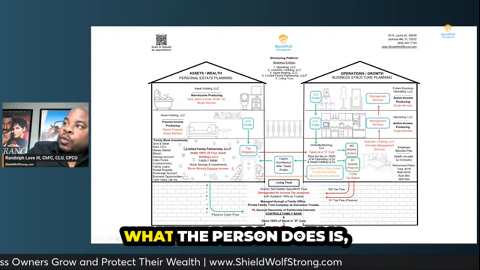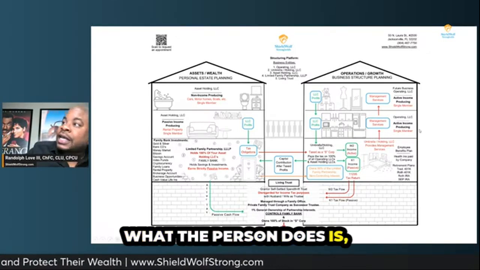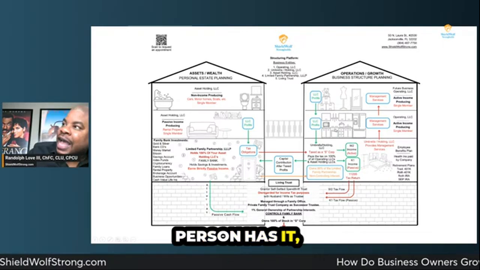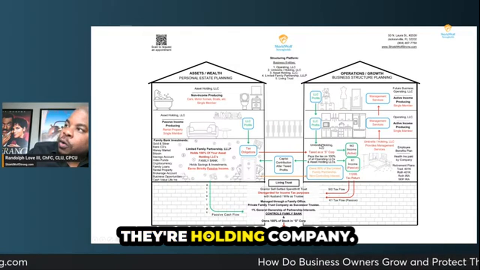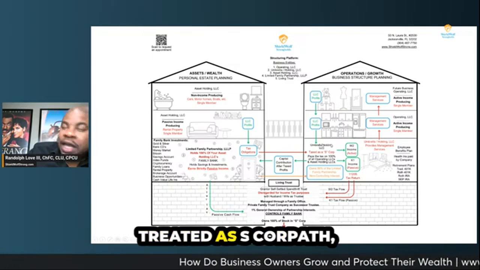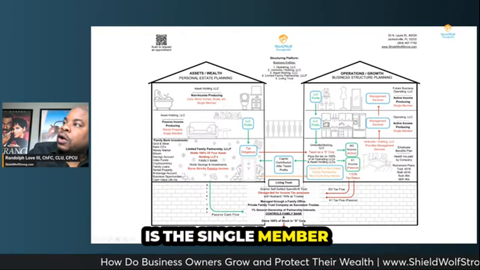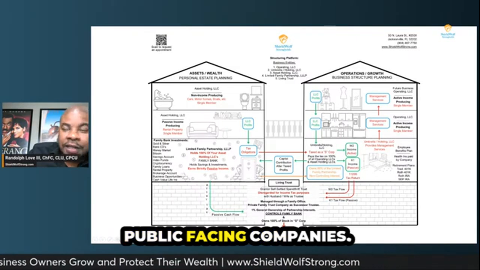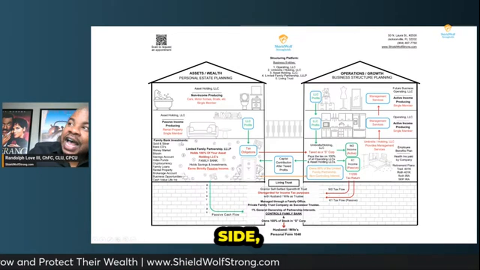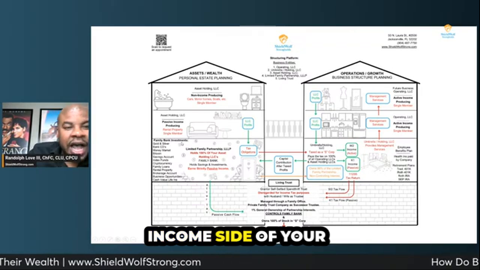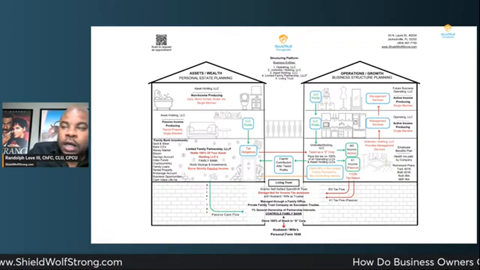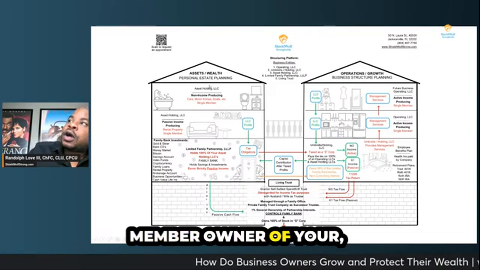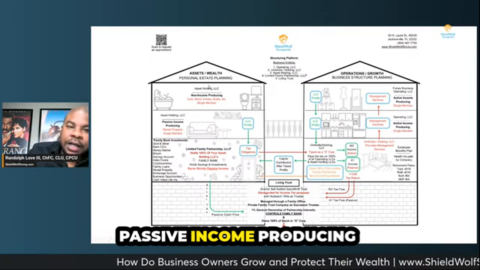Now, what the person does is on the active income side, to where their holding company, their LLC treated as S corp, is the single member manager of all of their active income public facing companies. What you do on this side, which is your passive income side of your money, you have it set up to where this is the single member owner of your passive income producing entities.